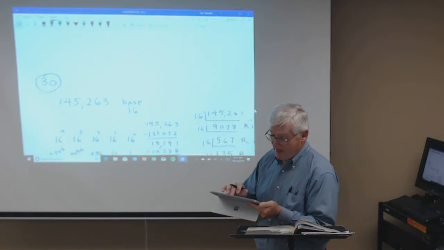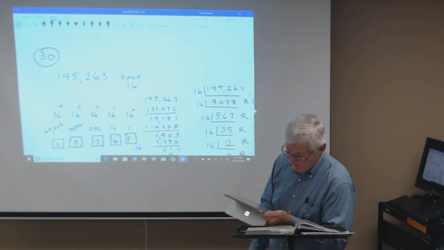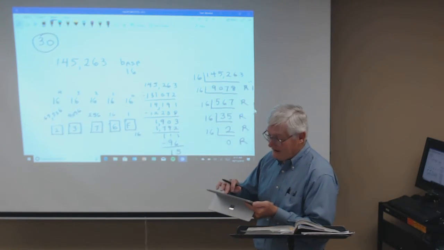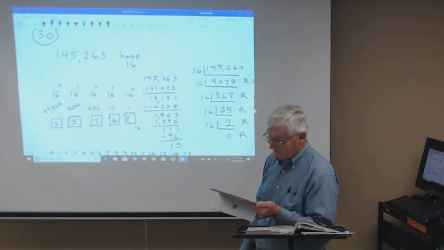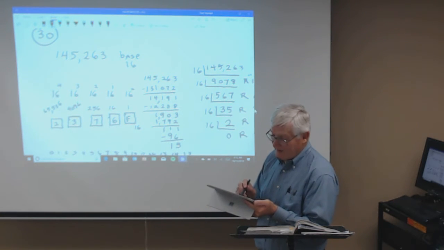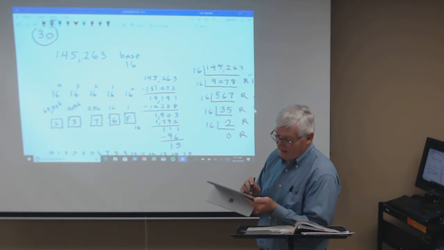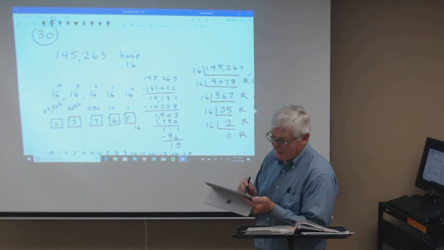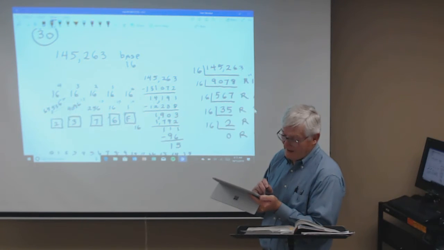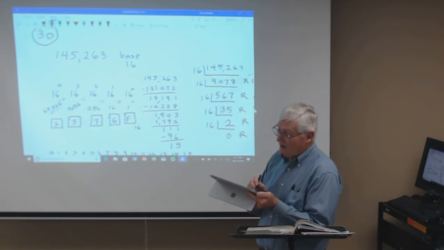Number 30. Whoa. 145,263 in the base 16. Well, base 16 is 16 to the 0, 16 to the 1, 16 squared, 16 to the third, 16 to the fourth is the 65,536 place value. Those are place values. So I end up with, if I take 65,536 times 2, what do I get?